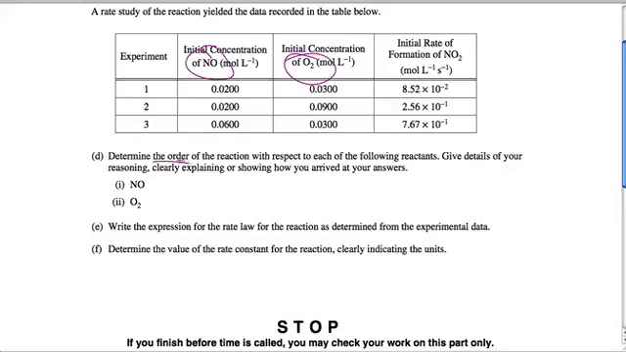So, we see a graph here, and it doesn't tell us what reaction this has to do with, but it's okay. It involves NO and O2. So we want to determine the order for the following reactants and give details of your reasoning clearly, clearly explaining or showing how you arrived at your final answer. So basically this means show work.